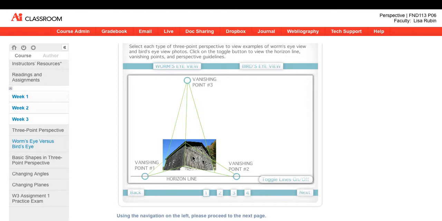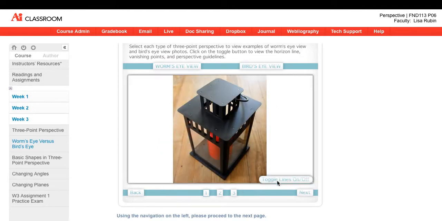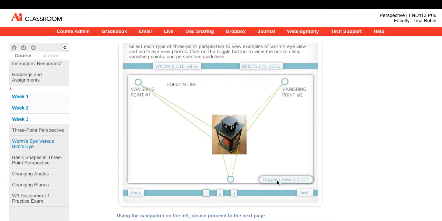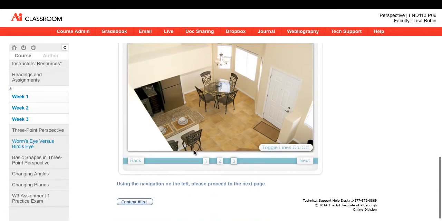Just a side note here: always make sure, when you're doing windows and doors, that these lines and the lines in the windows, the mullions, all of those recede to the vanishing point as well. And let's look at bird's eye view. We're looking down at the object, and here are the lines. There are some more examples for you to look at at your convenience.